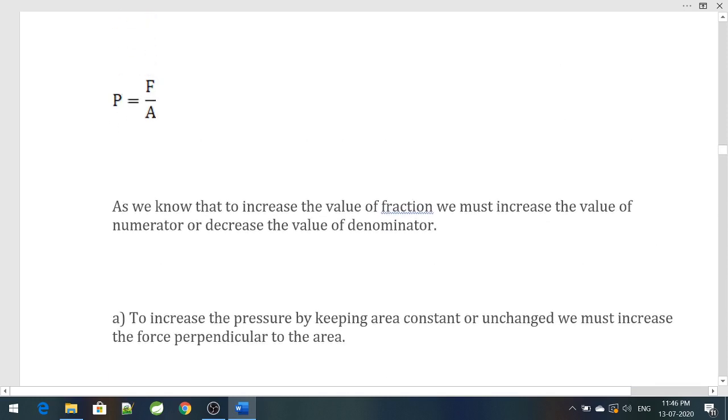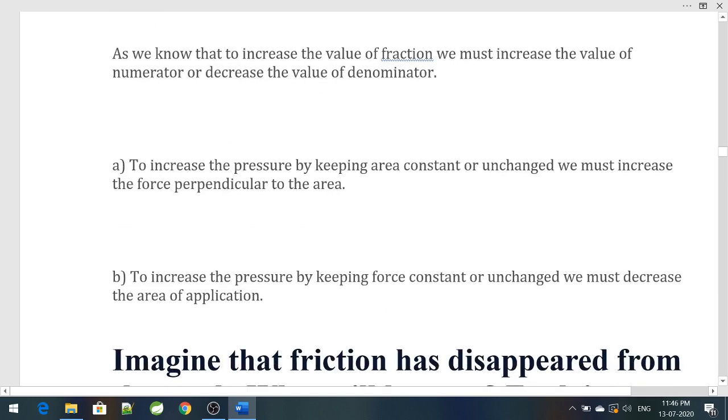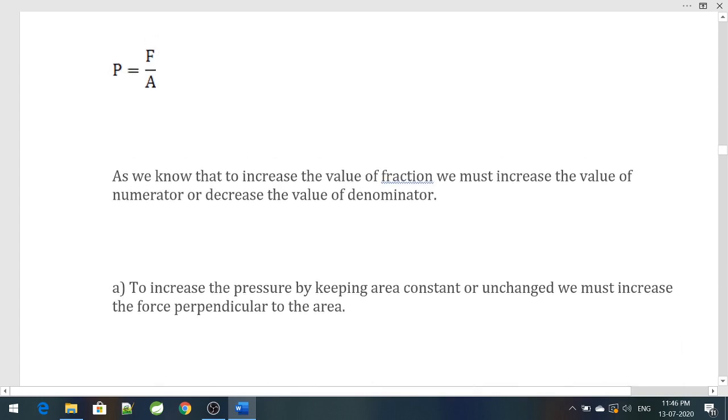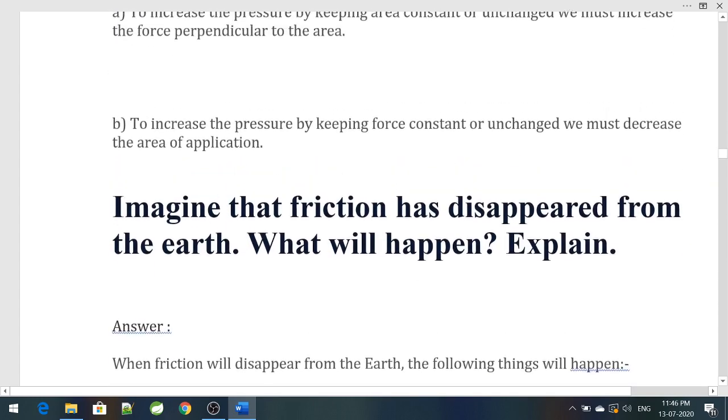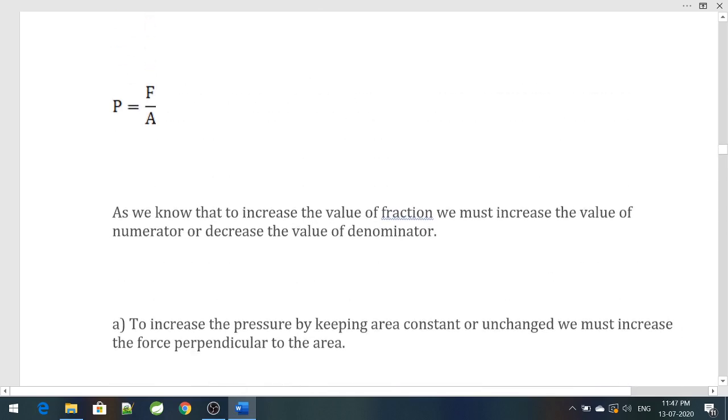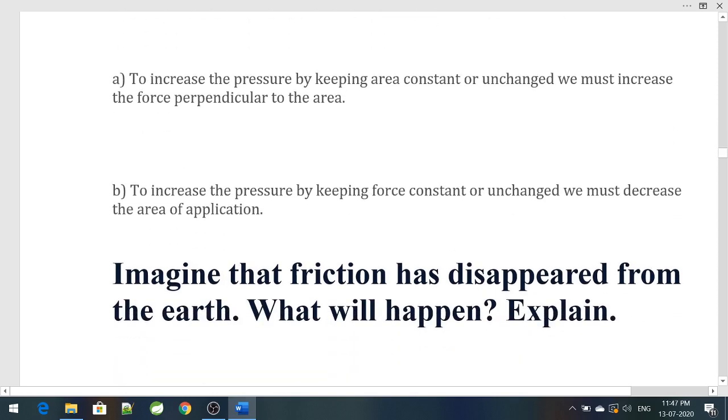It is proportional to what? Force, and inversely proportional to area. To increase the pressure by keeping the area constant or unchanged, we must increase the force perpendicular to the area. So what should we increase? The force perpendicular to the area. To increase the pressure by keeping the force constant or unchanged, we must decrease the area of application. So what do we have to do? We should decrease the area of application.